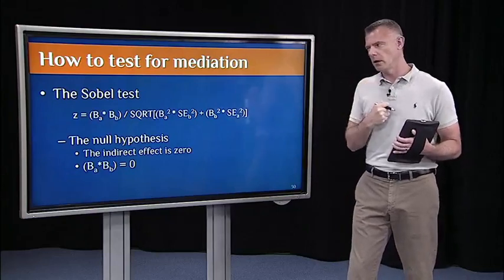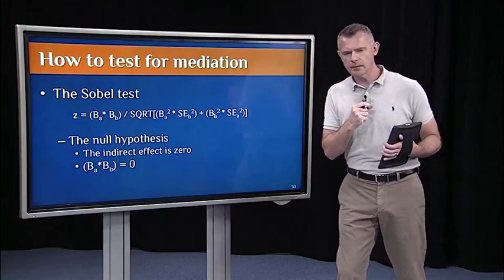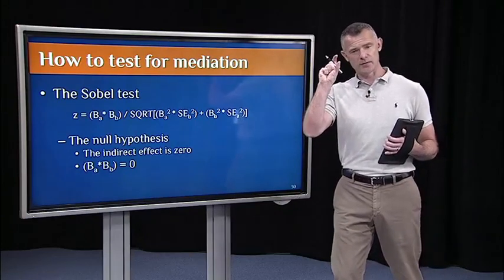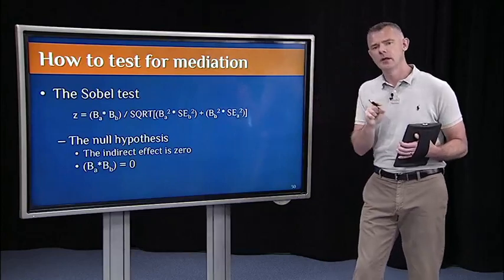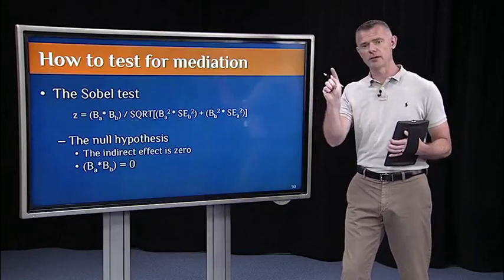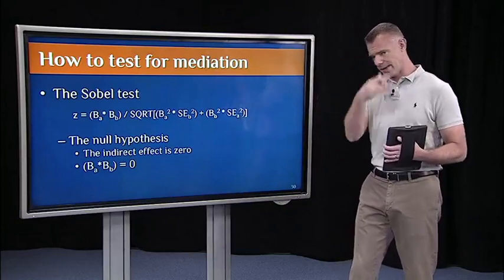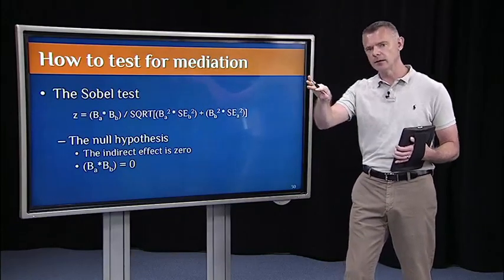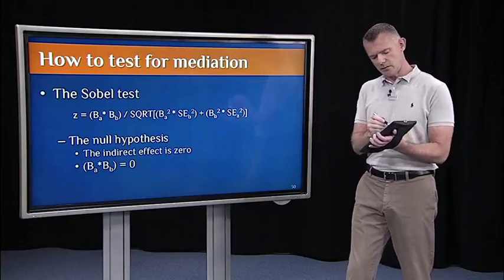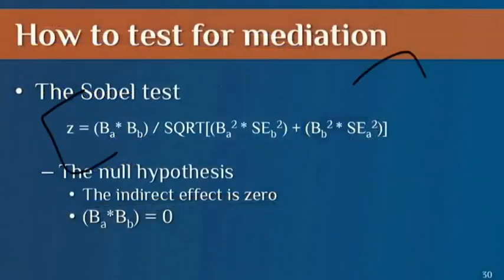A lot of people forget, and they think that the Sobel test is testing the change from C to C prime. It's not doing that. It's testing the null hypothesis that the indirect effect is 0. If we get a nice strong indirect effect indicating mediation, then we'll reject that null hypothesis. Here's the formula. It's not really critical that you know the math underlying this, but you can see it's just like any other sort of NHST.